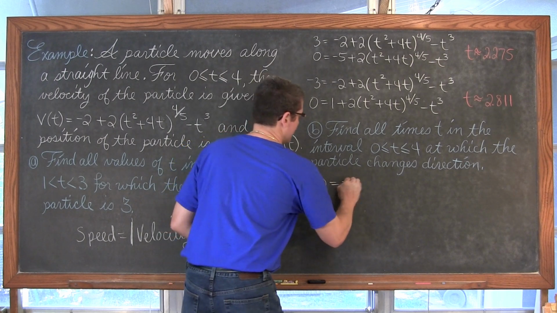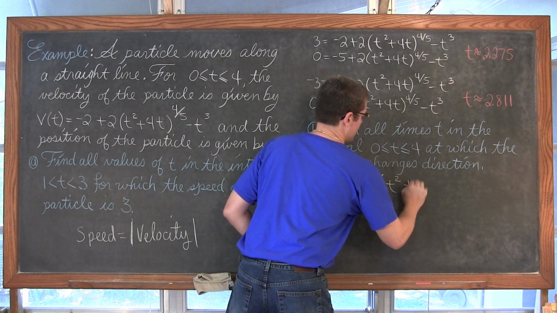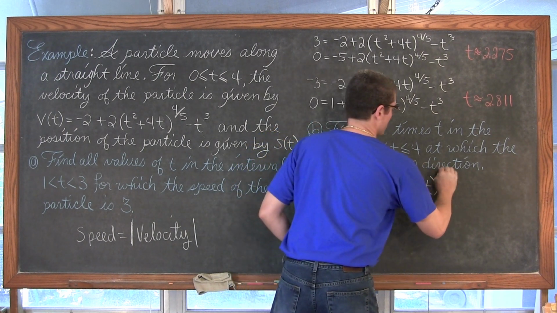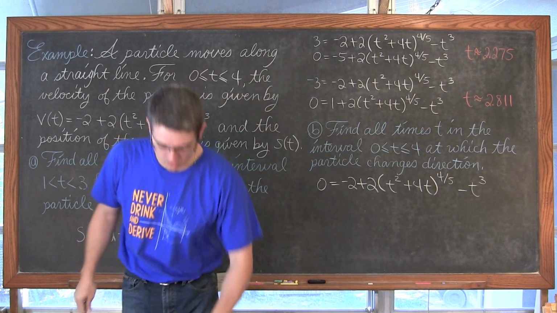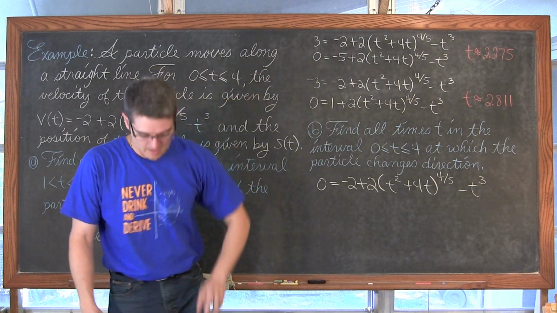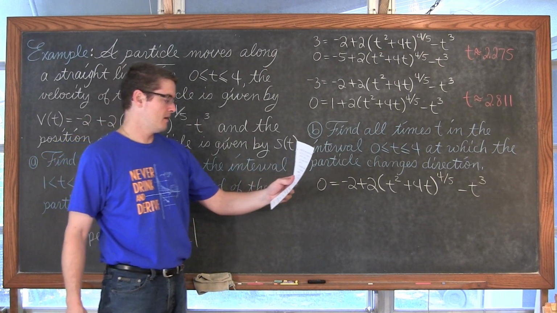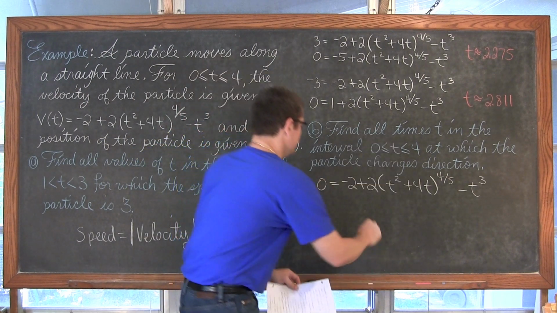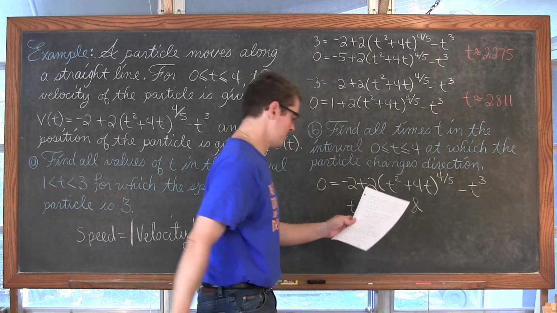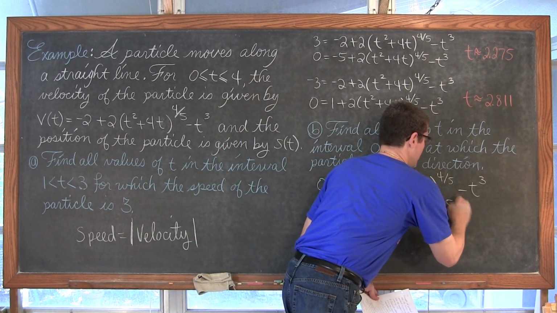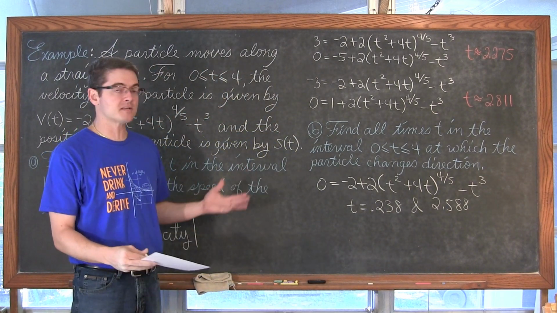That's going to be 0 is equal to -2 plus 2 times t squared plus 4t to the 4/5 power minus t cubed, and we'll solve this for 0, just of course like we did here, and that is going to come out to be times of 0.238 and 2.588. Well, it's not enough just to say that that's when the velocity is equal to 0.